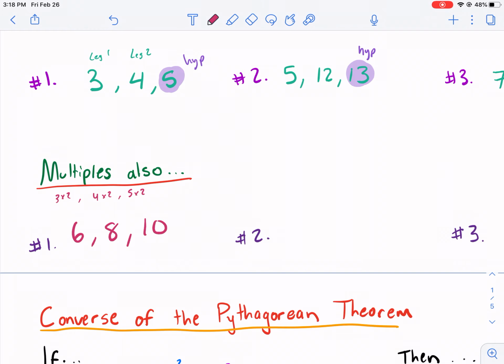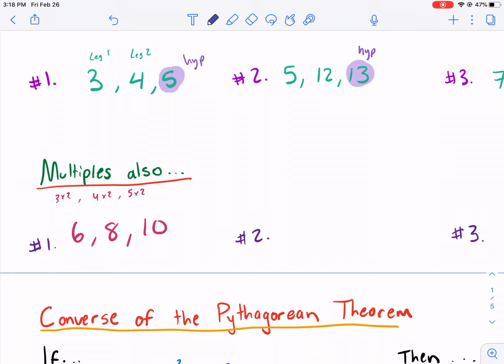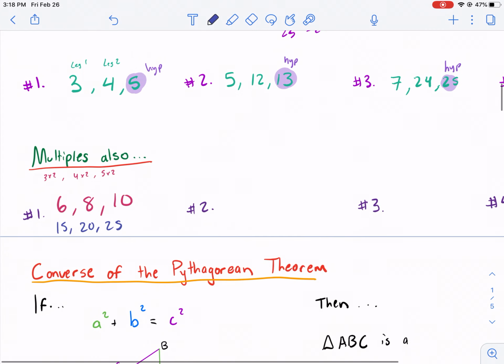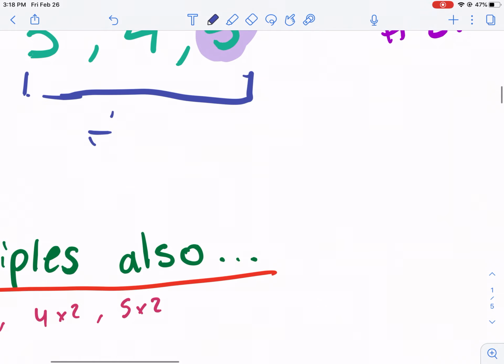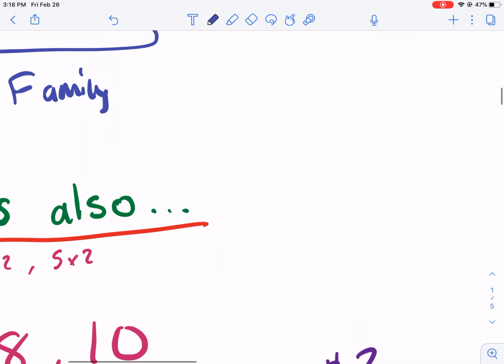We could also have, I'm going to change colors real fast, 15, I multiplied by 5, 20, 25. That's another Pythagorean triple. Those are both Pythagorean triples because they're multiples of the original family. Usually you call these the original families of Pythagorean triples. So this is a family, the 3, 4, 5 family. And you can just use what you know of multiples to come up with more Pythagorean triples.